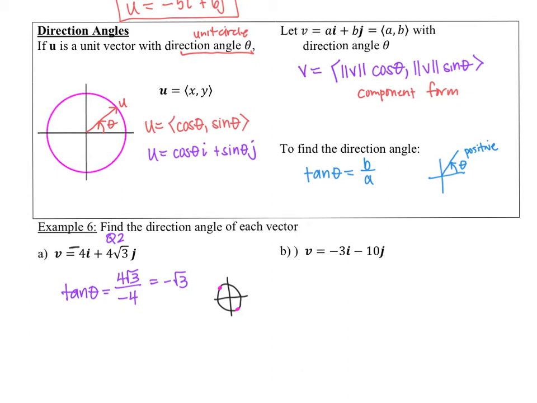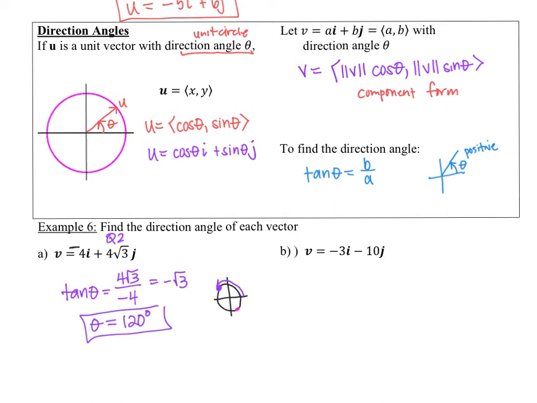Okay, because I need to be in quadrant 2, I actually want this point right here, and I want to give my answer positive, starting from the positive x-axis. So that's 90 degrees plus 30 more degrees. So I'm going to say that that is theta equals 120 degrees.